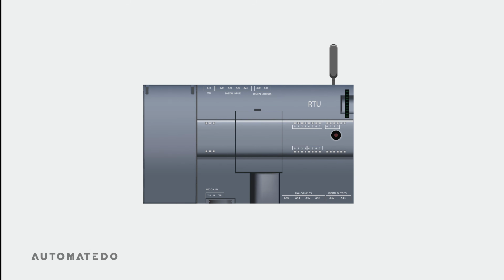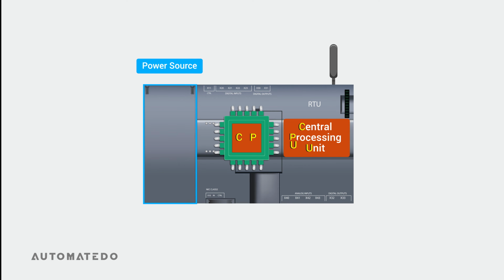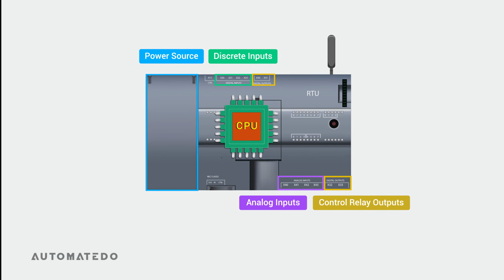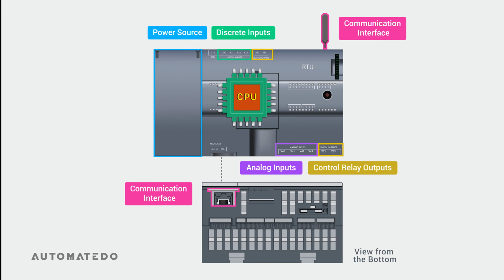Now, let us talk about the main components of an RTU, which include the power source, central processing unit or CPU, discrete inputs, analog inputs, control relay outputs, and communication interface, which can be a port or an external antenna. We will cover each of these components in further detail.